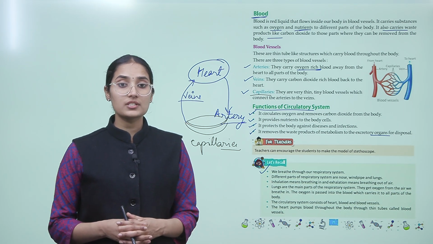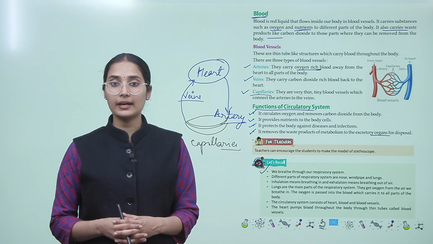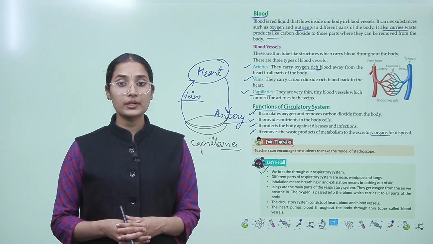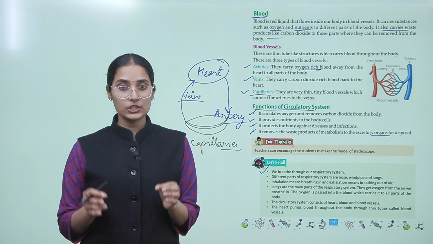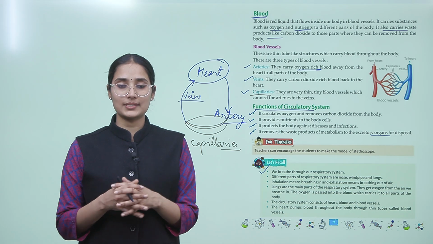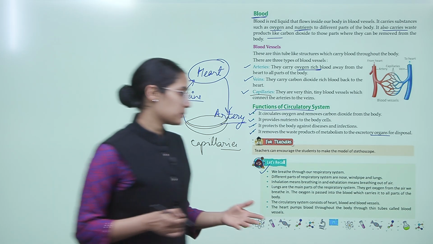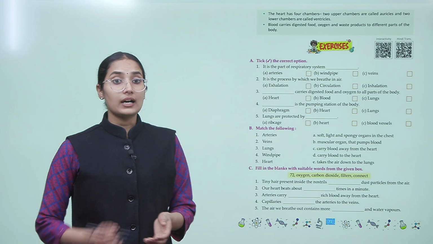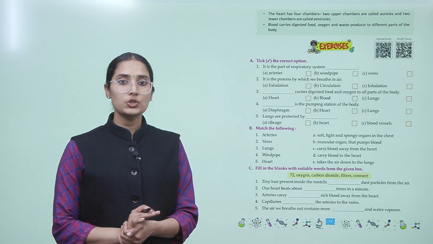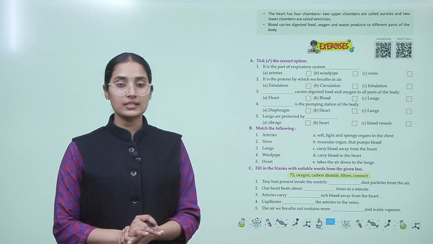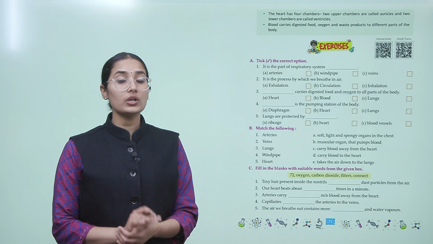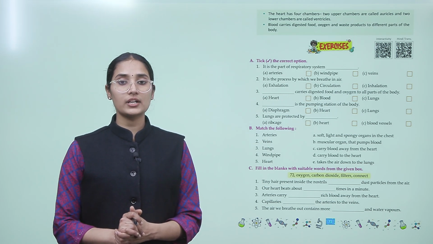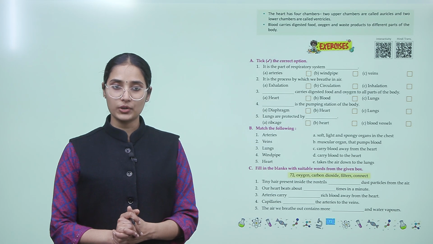The circulatory system consists of heart, blood and blood vessels. The heart pumps blood throughout the body through the tiny tubes called the blood vessels. Now let's go to the next page. The heart has 4 chambers. 2 upper chambers are called auricles and 2 lower chambers are called ventricles. Blood carries digested food, oxygen and waste products to different parts of the body.